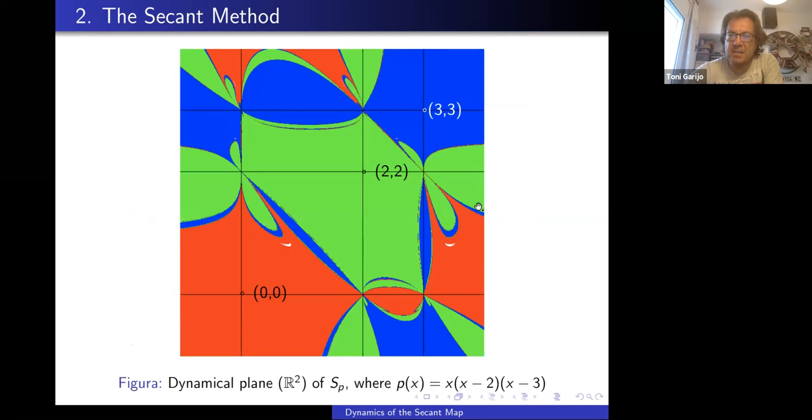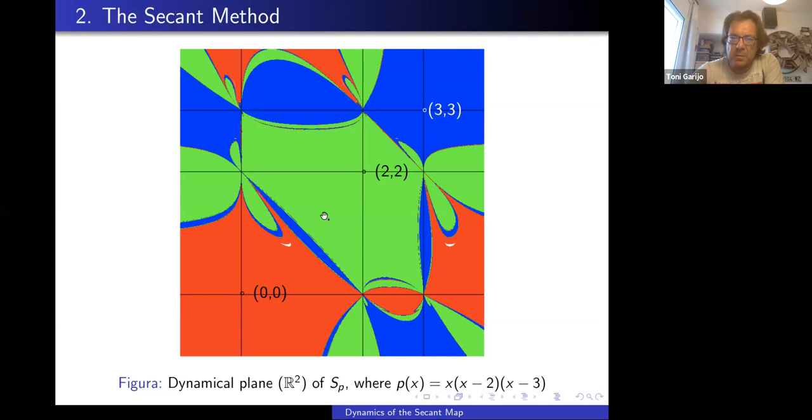Well, here is the dynamical plane of the secant map applied to the polynomial x times (x minus 2) times (x minus 3). As in the case of the Newton, points in red are points converging to the root 0 and the fixed point (0, 0) for the secant. The same in green for the fixed point at (2, 2), and the same for the third root, 3. Look that these three fixed points are located on the diagonal.